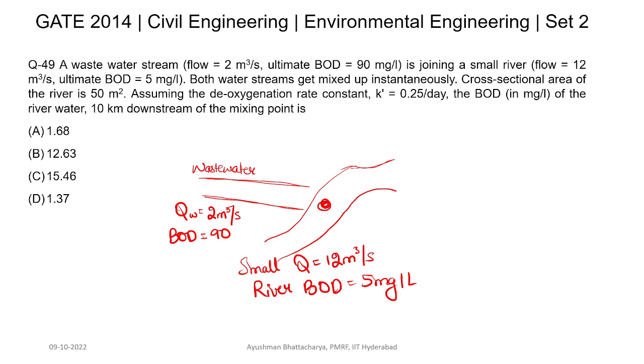This is the mixing point, where both the streams are mixing, and they are asking what is the BOD of the river 10 km downstream. This is the 10 km. From here, what will be the BOD? This will be the BOD at time t, that is 10 km downstream. So obviously, to calculate the BOD at this point, we should know the BOD at the mixing point.